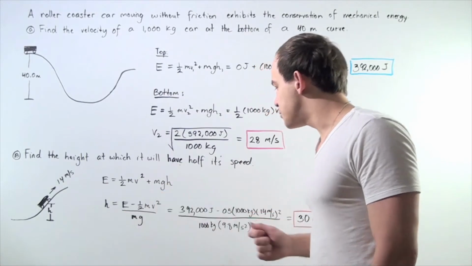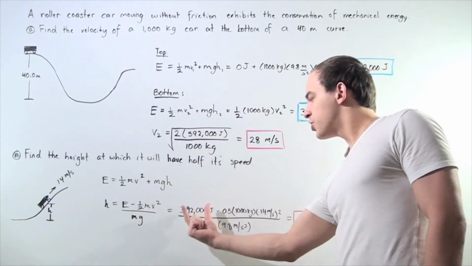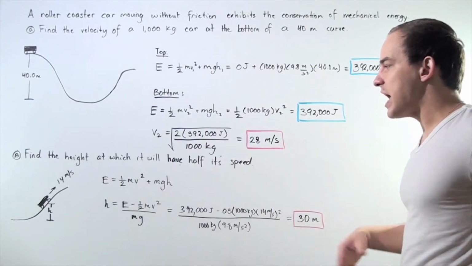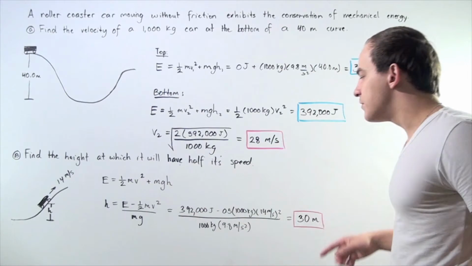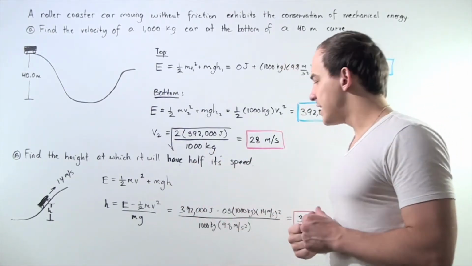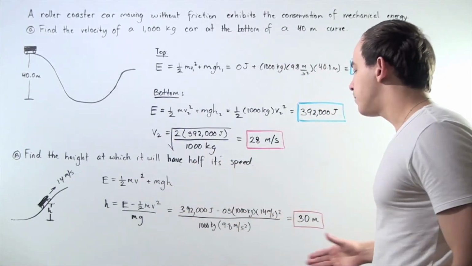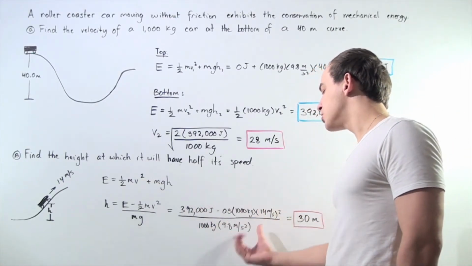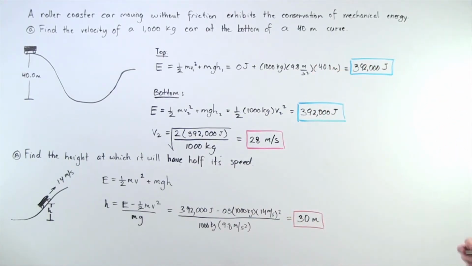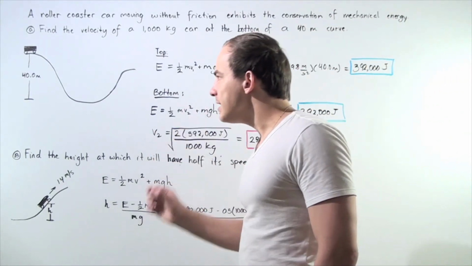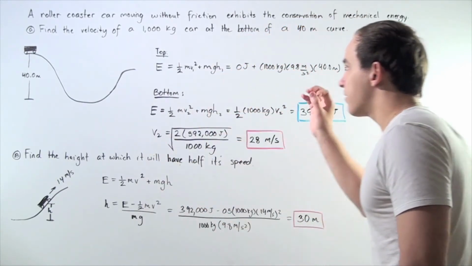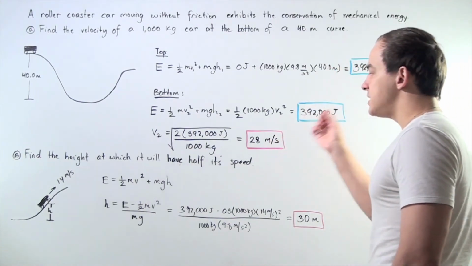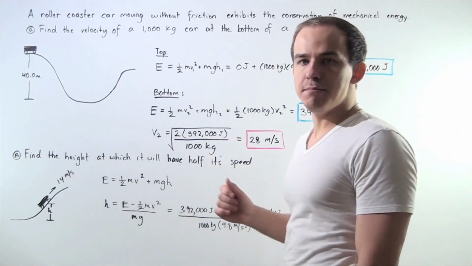So we solve for h and plug in our values. We take 392,000 joules of energy minus the kinetic energy our object has, which gives us the gravitational potential energy. We divide that by the product of the mass and the gravitational constant, and we get 30 meters. So at 30 meters, our car with a mass of 1,000 kilograms will have a velocity of half of 28 meters per second, or 14 meters per second.